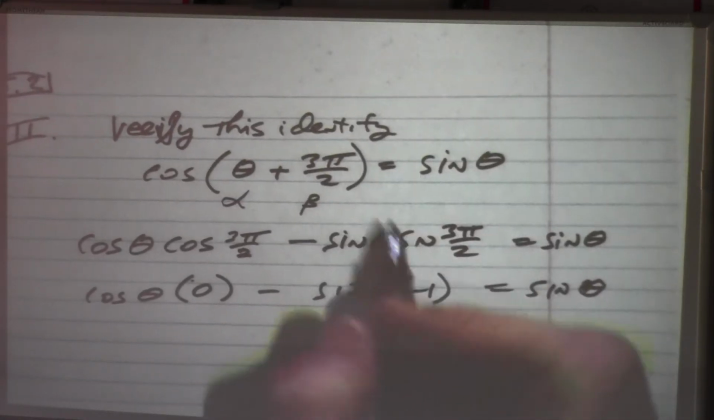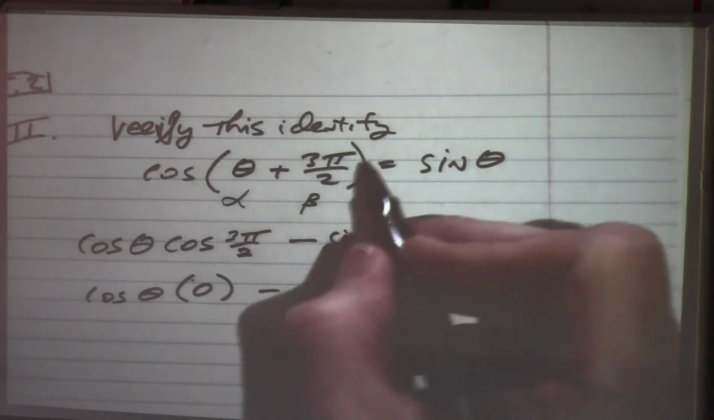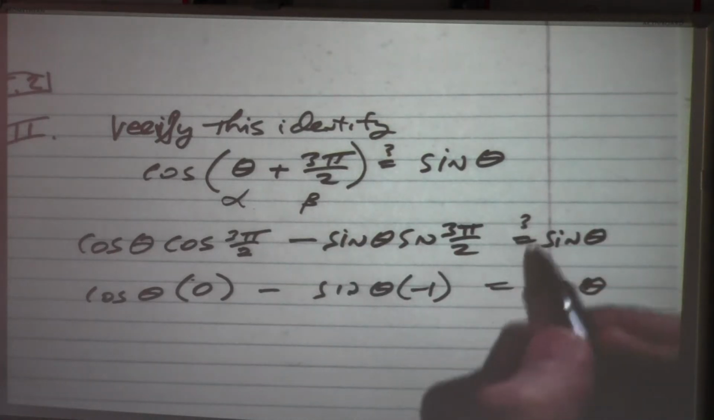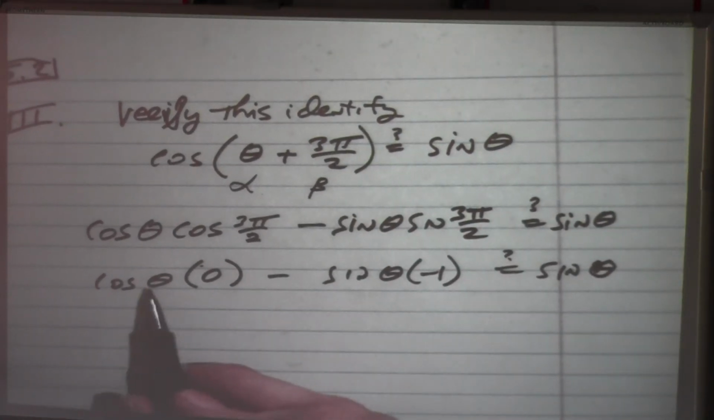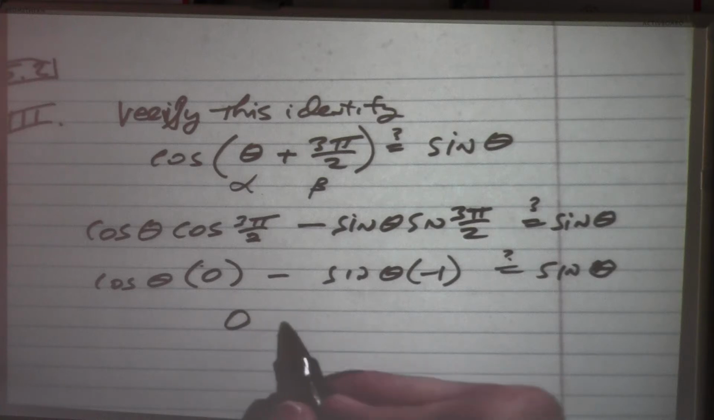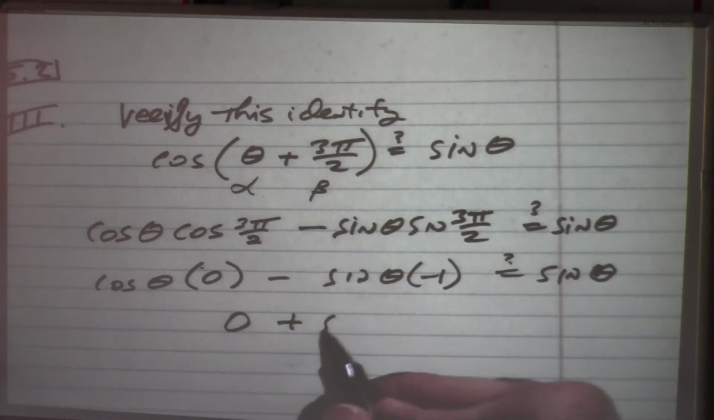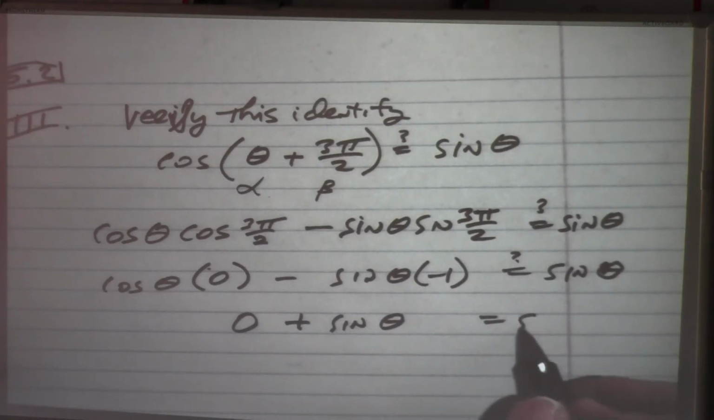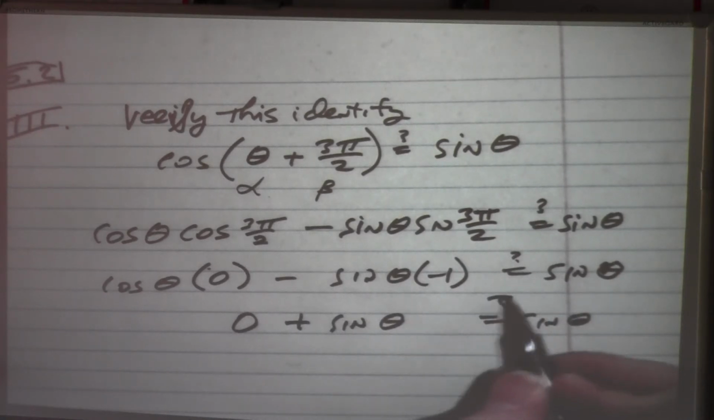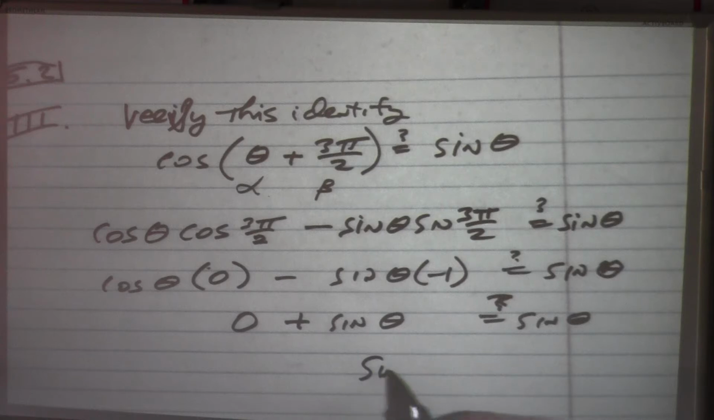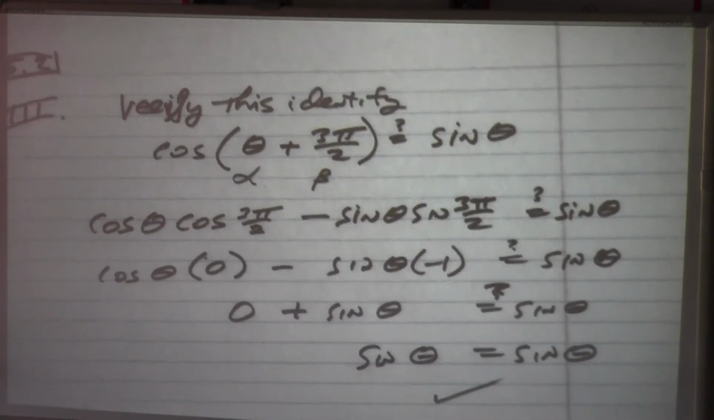I guess because we're trying to verify, we should put a question mark on these to see, is it really true? Well, anything times 0 is 0. And then minus times a minus makes a plus. Well, guess what? Is it really true? Yeah, we can pretty much tell now that the sine of theta is equal to the sine of theta, and we just proved it. Yay!